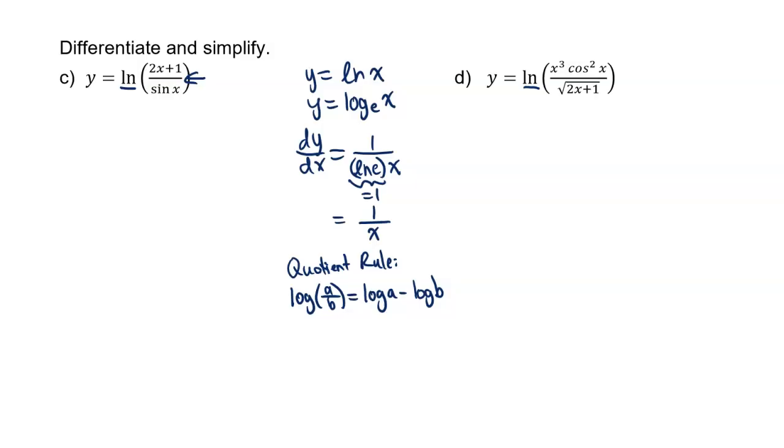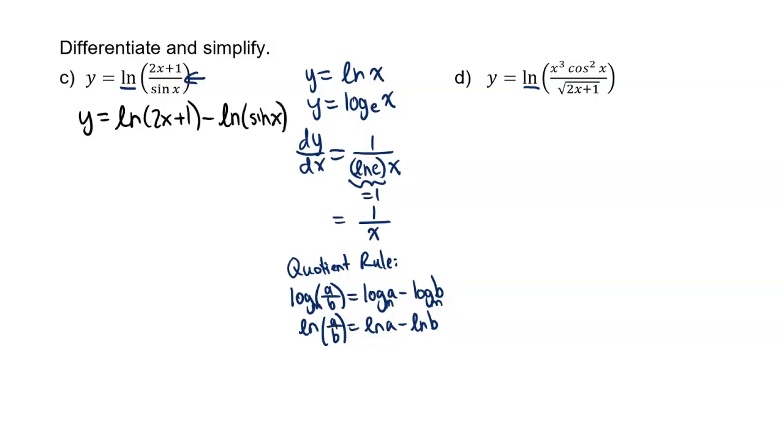This rule applies to any base. We could have a base, let's call that base m. It doesn't matter what that base is, this is still going to apply. So if I have a ln, then ln of a over b, that's equal to ln of a minus ln of b. So let's go ahead and apply the quotient rule in this specific case. So I'm going to begin by writing this out as ln of 2x plus 1 minus ln of sine of x. Now that I have that, I can go ahead and apply my derivative rules.